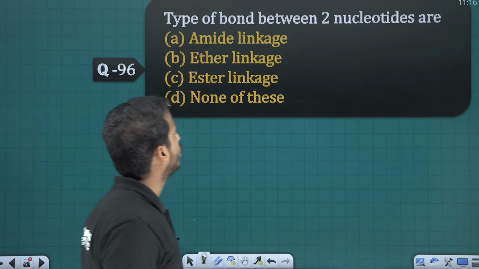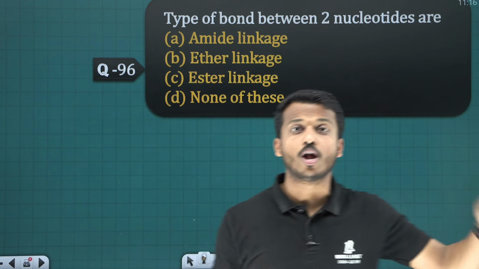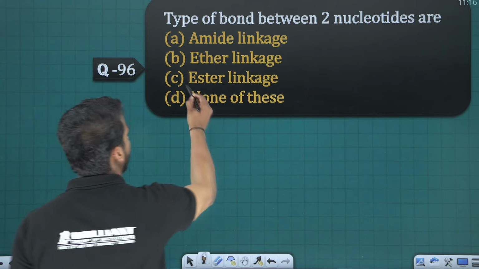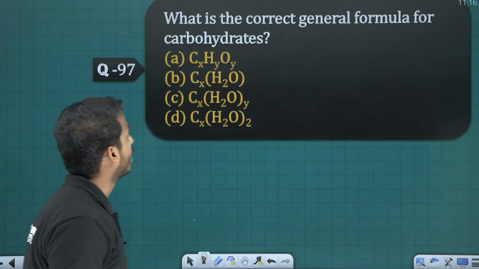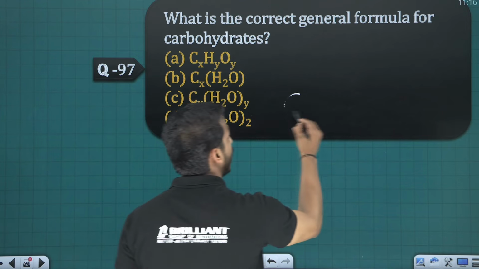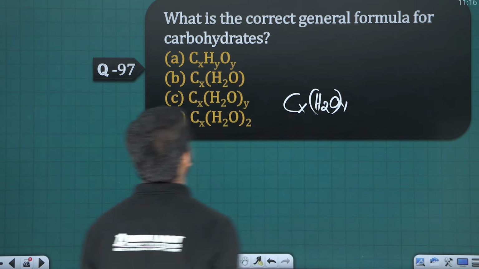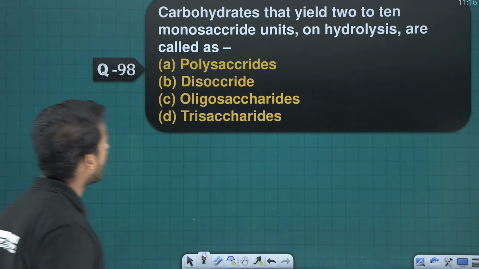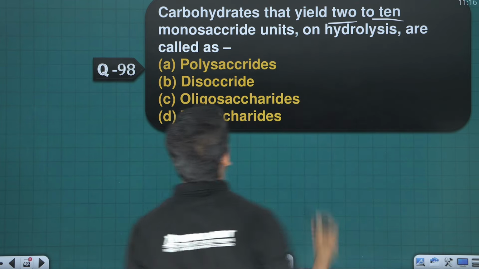What is the type of bond between two nucleotides? The bond between two nucleotides is called a phosphodiester linkage. It is a type of ester linkage. Now, what is the correct general formula of carbohydrate? The carbohydrate general formula is CxH2yOy, or Cx(H2O)y.